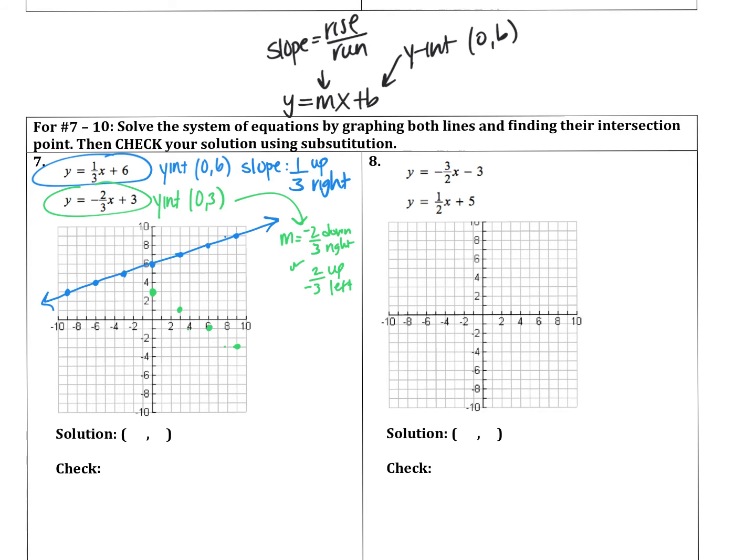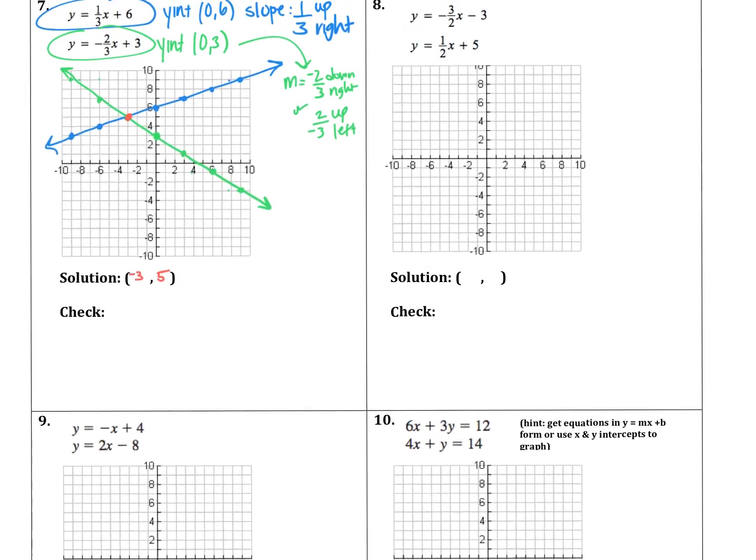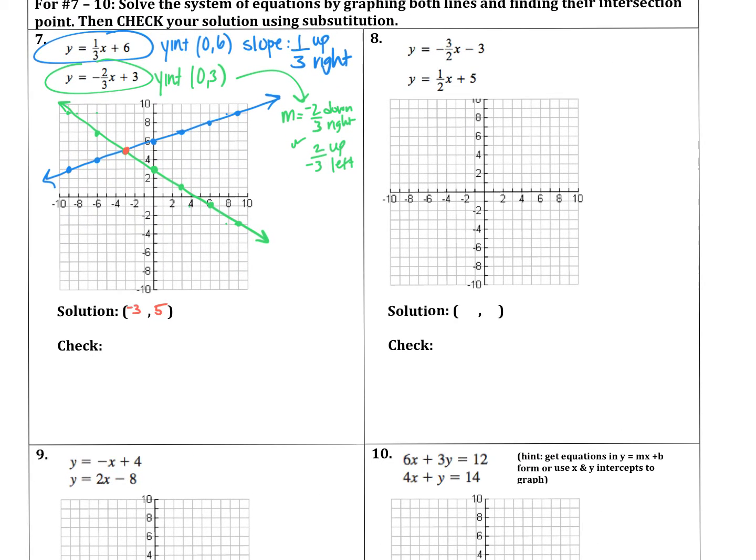Also, I can go up 2, left 3, up 2, left 3, and I can draw that line in. I can find their point of intersection, which is right here, located at -3, 5. I want to check to make sure that this is correct by plugging in x is -3, y is 5 into both equations.